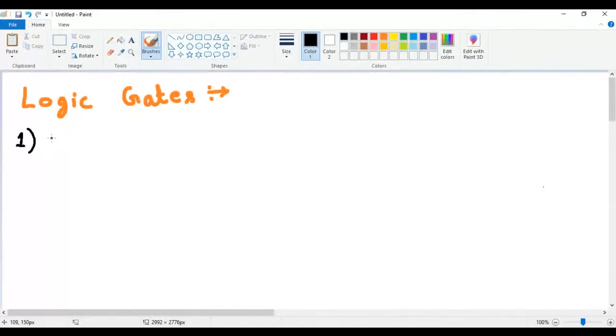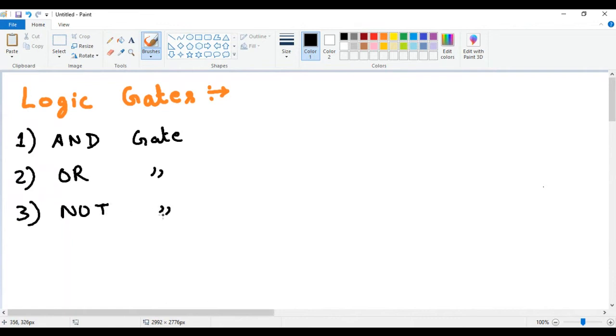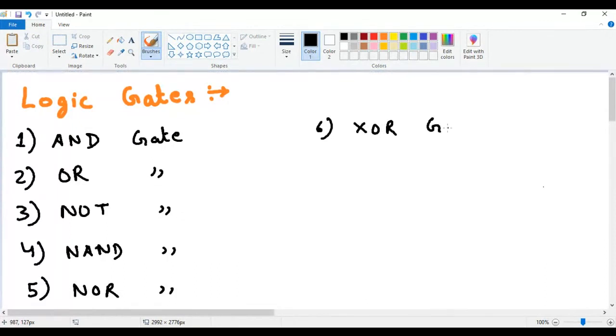Firstly, we will see how many logic gates are there. So the first gate is the AND gate. The second one is your OR gate. The third one will be the NOT gate. The fourth one will be your NAND gate. The fifth one will be your NOR gate. The sixth one will be your XOR gate. And the seventh one will be the XNOR gate, right? So these are the gates that are available, right?